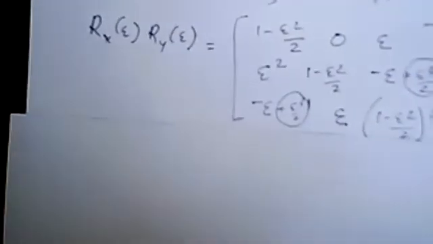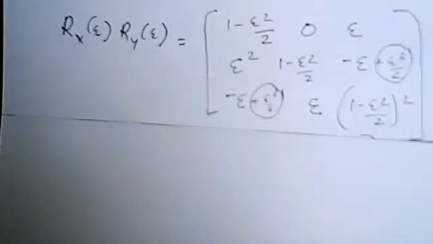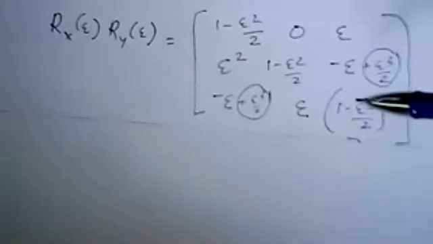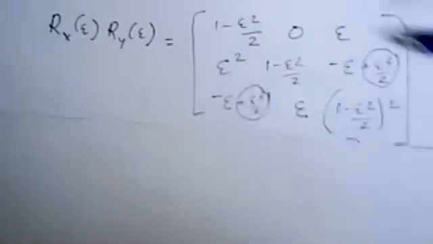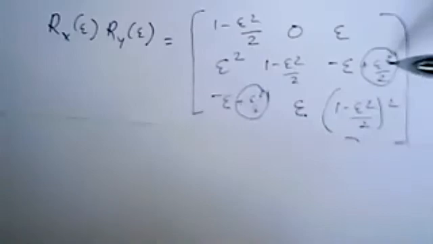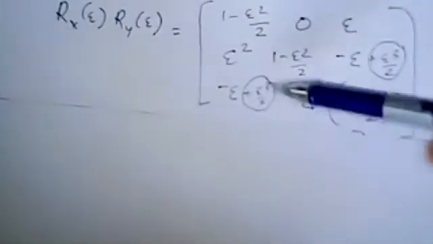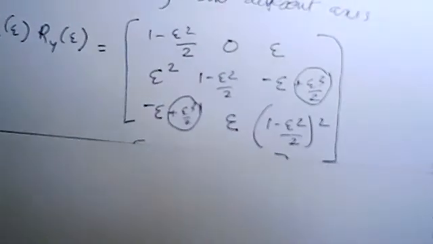So first we perform a simple matrix multiplication. Everybody knows how to multiply matrices. So we multiply Rx, Ry. You write the two matrices, multiply, and the result will be like this. 1 minus epsilon square by 2, 0, epsilon, then epsilon square. Here it will be minus epsilon plus epsilon cube by 2. This higher term we will again neglect. Here also it will be epsilon cube by 2, that we will neglect. Here it will be 1 minus epsilon square by 2 whole square. When you take the square, we again neglect the fourth power of epsilon.